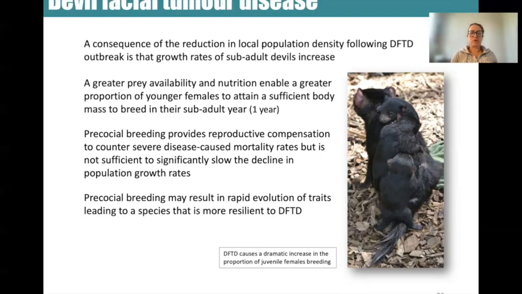It's recognised that precocial breeding provides reproductive compensation to counter severe disease-caused mortality rates, but it is not sufficient to significantly slow the decline in population growth rates. But precocial breeding may result in rapid evolution of traits leading to a species that is more resilient to DFTD. So that would be cool if that happened.